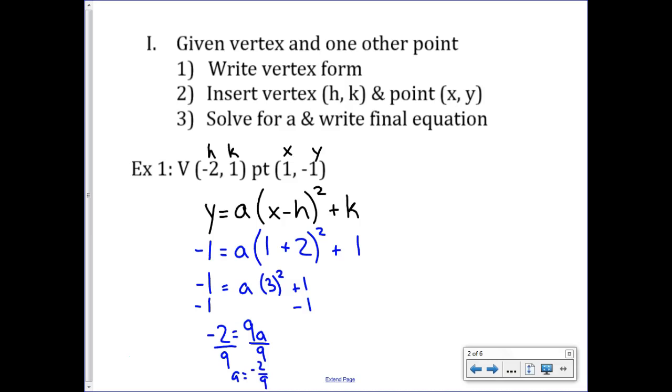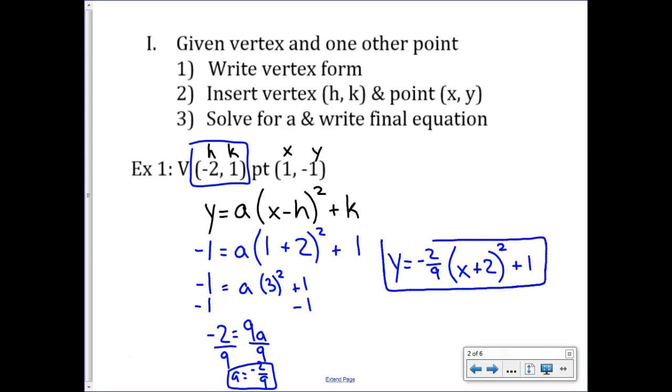All right, but then we have to go back and write it in vertex form. So we need to use our h and k values, and we need to use our a value that we just found to write the final vertex form. So y equals, a is -2 over 9, we have x minus -2, or x plus 2, quantity squared, plus 1. And that's our vertex form.